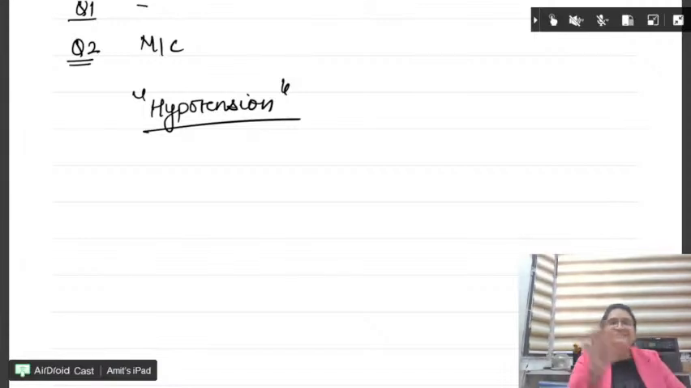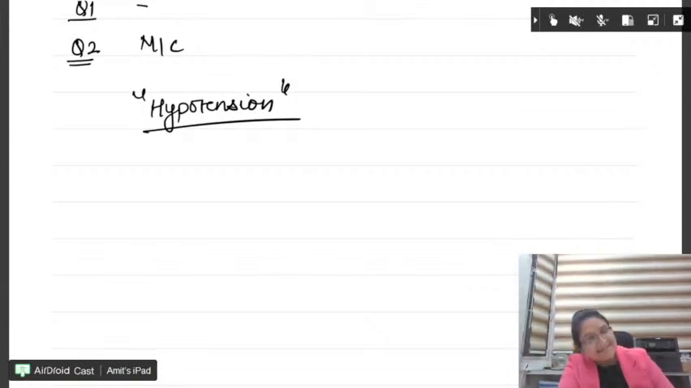Okay, plasma expanders. Sofa beta, sofa we are doing grading, right? Sofa is a grading system. But hypotension, please note this line beta. Hypotension is the most common cause of death in patients of septic shock.